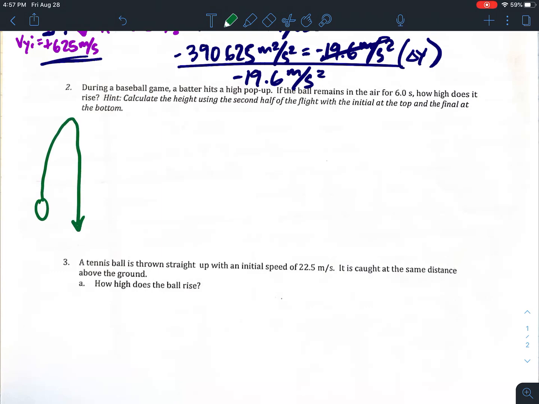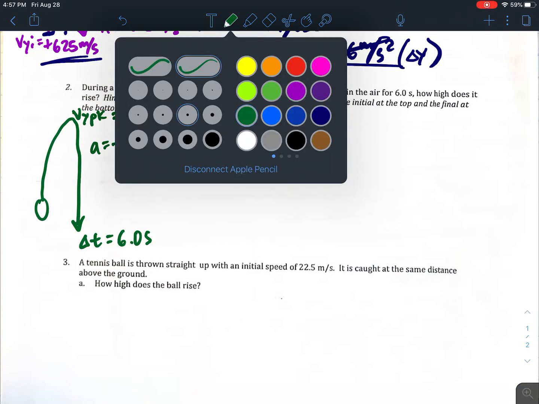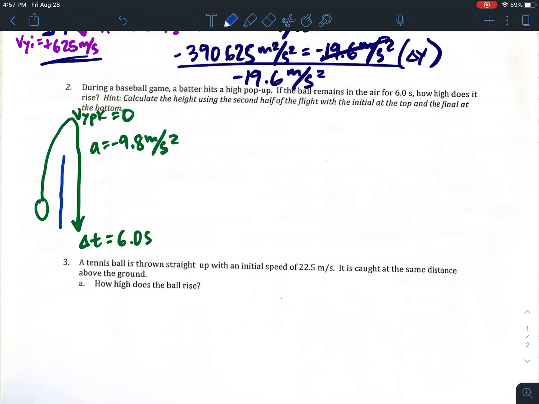Okay, so we've got our ball. It's going straight up and down. Let's think about what we know. We know total time is 6 seconds. We know Vy at the peak is 0, and we know A is negative 9.8 meters per second squared. And then the question is, how high does it rise? And so I am looking for this, delta Y again. Okay, so if you look at your equations, you're going to notice that every single one requires a VYI. And what do you notice here? We don't know VYI, right? They didn't tell it to us.